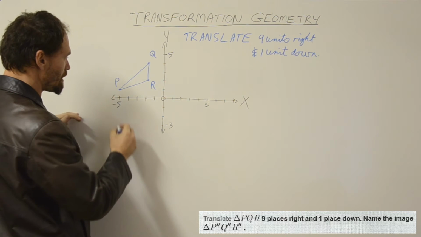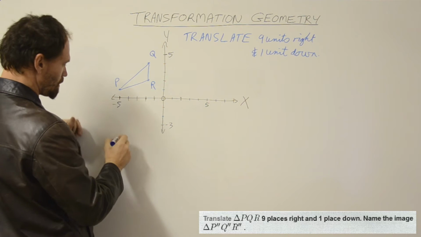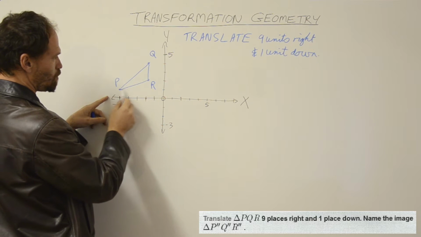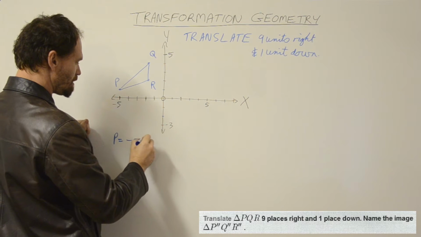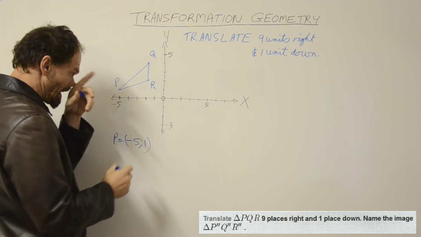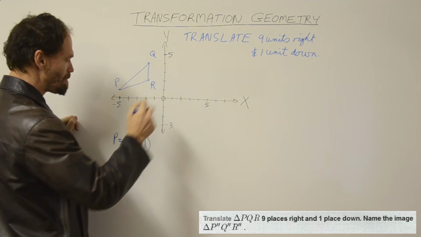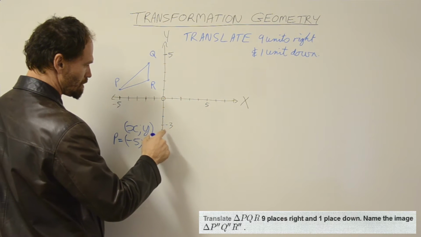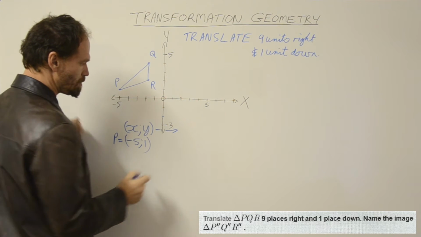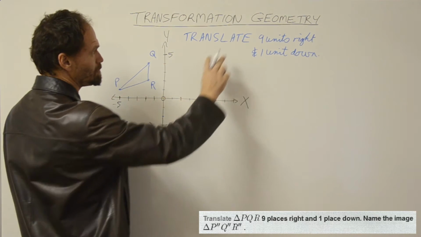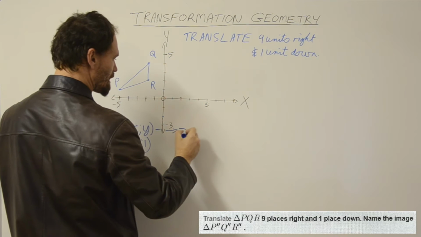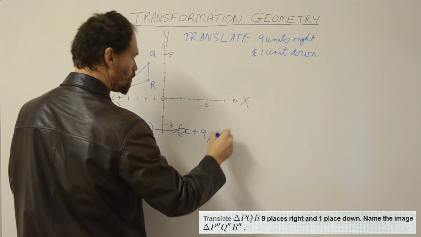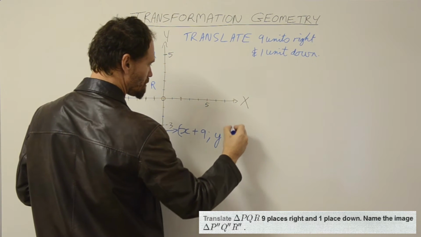Alright, so what I'm going to do here at the bottom is make a list of what happens to my coordinates. So what is the point P? P is the point negative 5, 1, you can read it off there. At the top of that I'm going to write down my general rule. Remember I told you about general rules? Any input value x, y becomes 9 units to the right, which means x plus 9. And then what happens to the y value? 1 unit down means y minus 1.